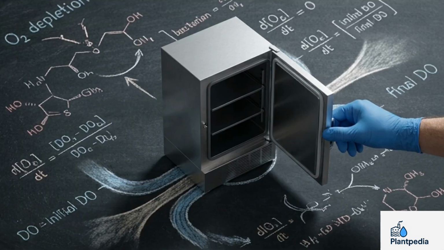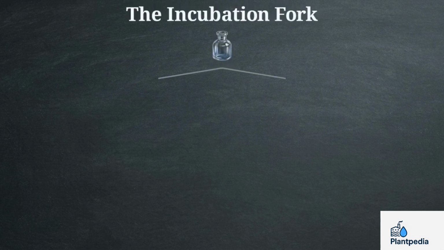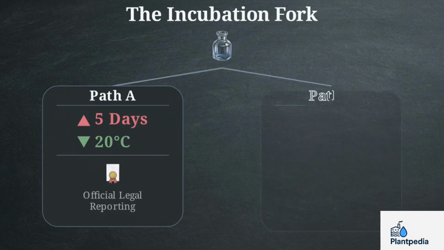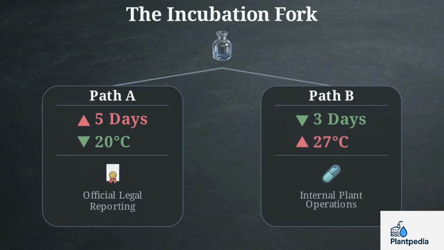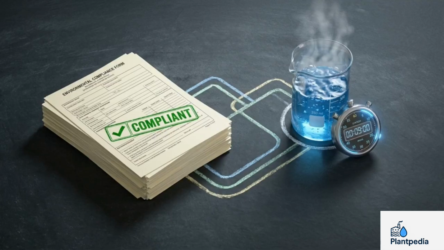Now we move to step 3, incubation. At this point, the protocol splits into 2 distinct paths, depending on what you need the data to accomplish. This diagram outlines 2 incubation paths. Path A, on the left, takes 5 days at 20 degrees Celsius for official legal compliance reporting. Path B, on the right, takes 3 days at 27 degrees Celsius, providing faster feedback to adjust internal plant operations. The choice of protocol relies purely on your immediate operational needs: waiting for the legal compliance standard, or speeding up the chemistry for rapid internal adjustments.